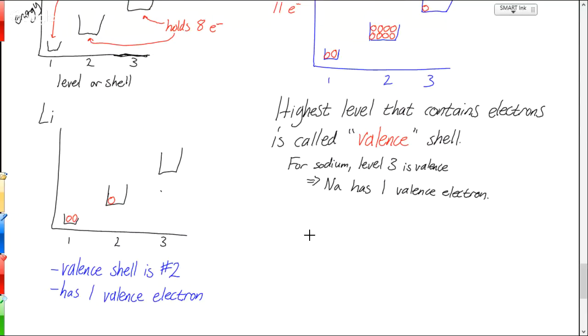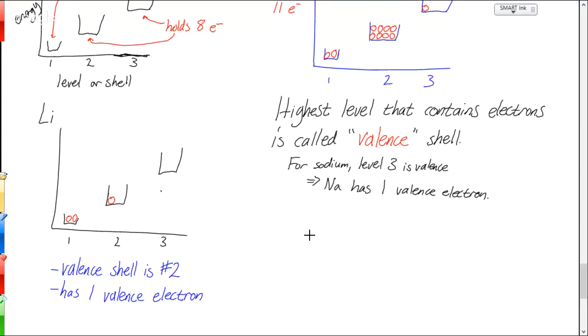For all the columns except the middle, the B's, but all the A columns, the column number actually corresponds to its number of valence electrons. Because imagine, we just did the one for lithium. What if we were to do the one for beryllium, Be, which is right next to it? All we have to do is add 1 more electron, and it would go in the second bucket, right? And so then that would have 2 valence electrons, and it's in column 2.